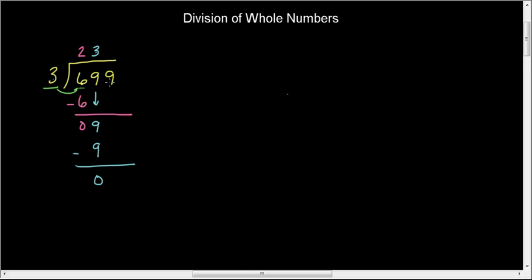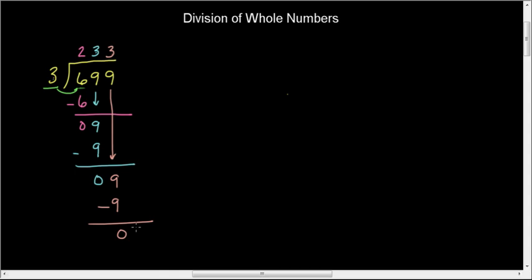Now, go to the next number on your dividend. Bring it all the way down. And repeat. 3 goes into 9 3 times. 3 times 3 is 9. We subtract. 9 minus 9 is 0. At this point, we've run out of numbers. Okay, and so if we have anything other than 0 left down here, that would be called a remainder. Our next problem will deal with that.